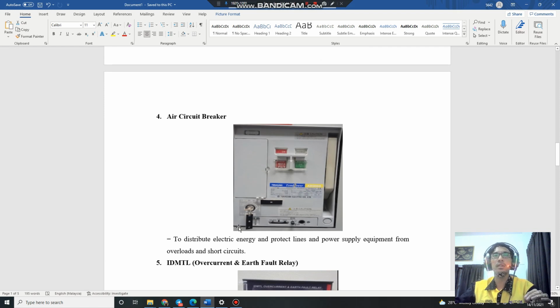The air circuit breaker distributes the electric energy and protects the lines and power supply equipment from overload and short circuit. If a short circuit happens, it will completely break down and cut off the circuit.